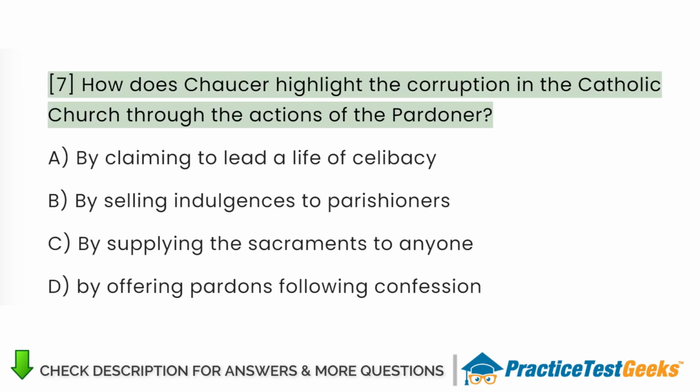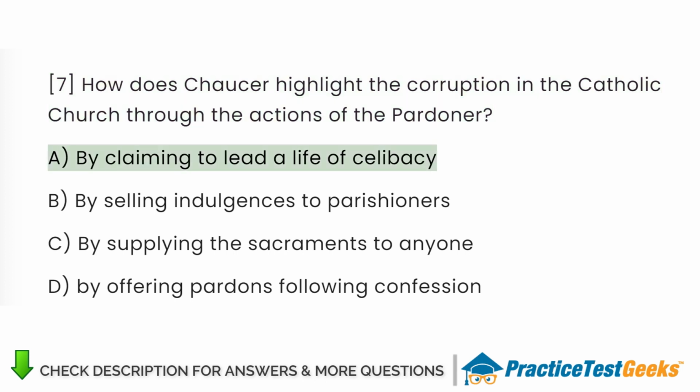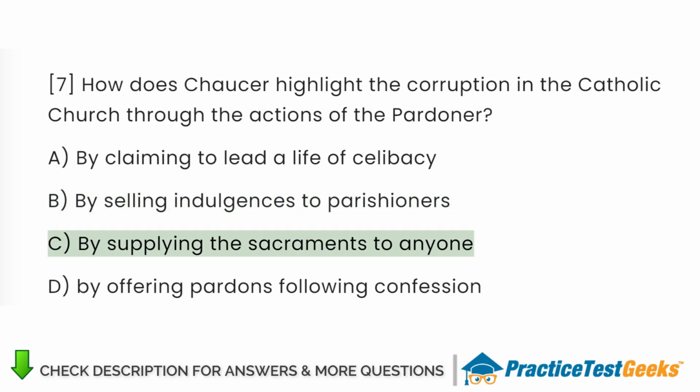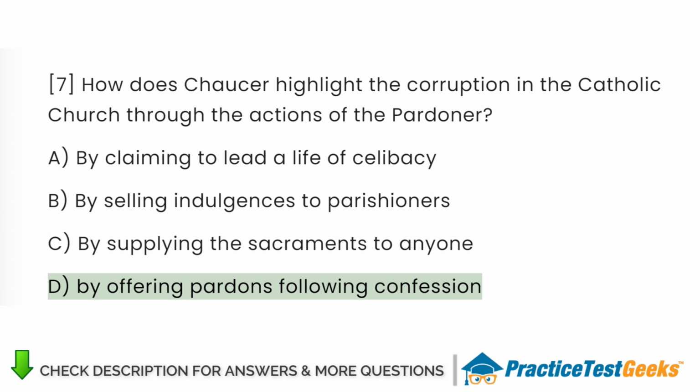How does Chaucer highlight the corruption in the Catholic Church through the actions of the pardoner? A. By claiming to lead a life of celibacy. B. By selling indulgences to parishioners. C. By supplying the sacraments to anyone. D. By offering pardons following confession.